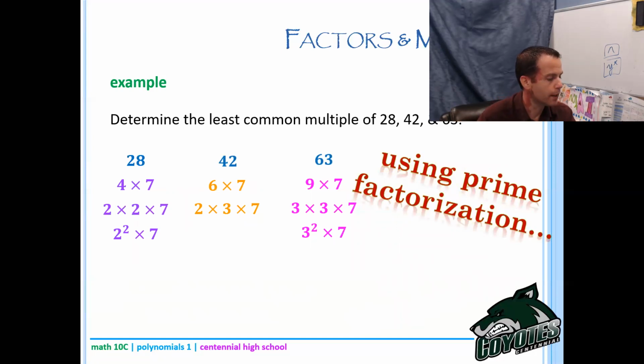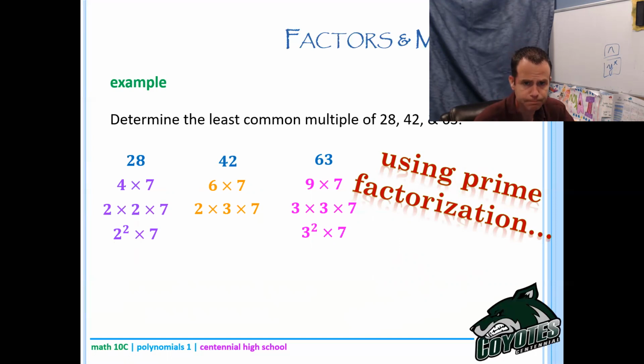Now, when you're doing the least common multiple, you say, okay, you take one of every factor you see. It doesn't have to be common right now. You take one of every factor you see. So I see a 2, I see a 3, I see a 7. So right away, my least common multiple is going to start by saying 2 times 3 times 7. Okay? But then I take the highest exponent possible.